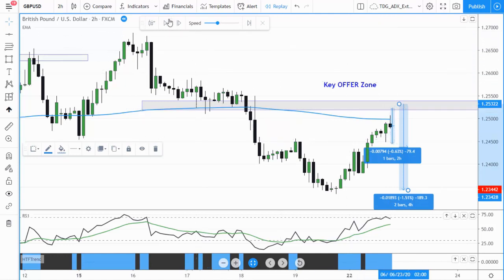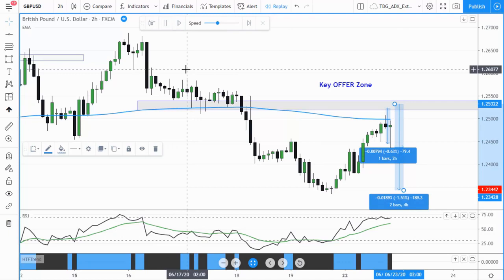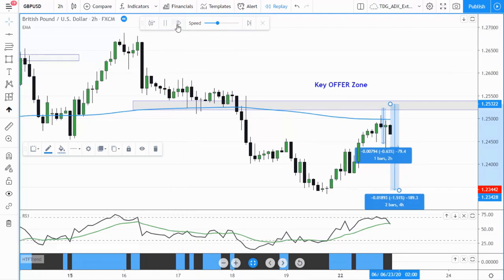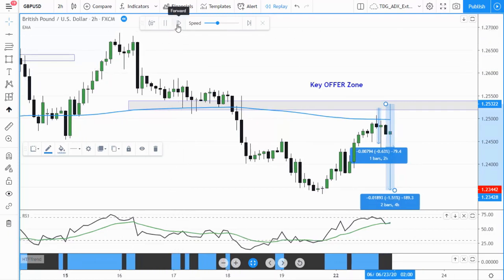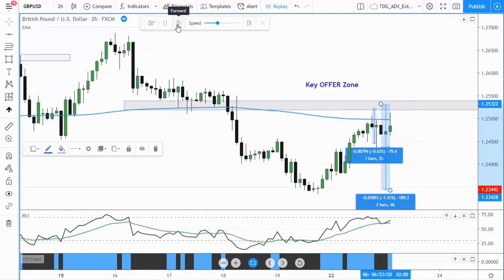So let's watch how price moved into this zone. We're updating right here on a bar by bar basis. Again, this is a 2-hour chart.